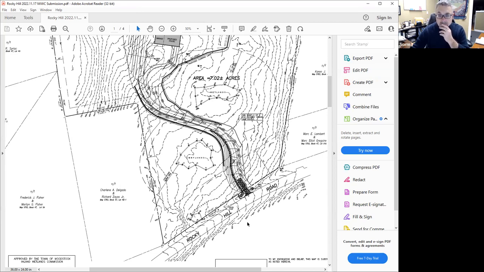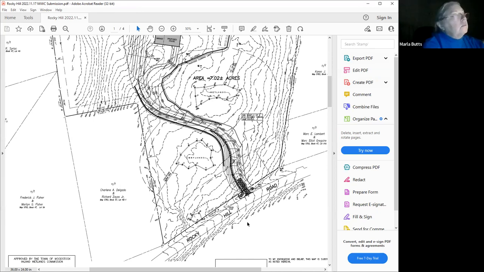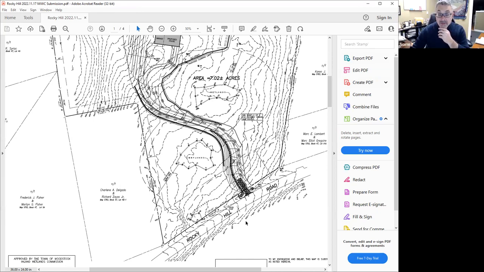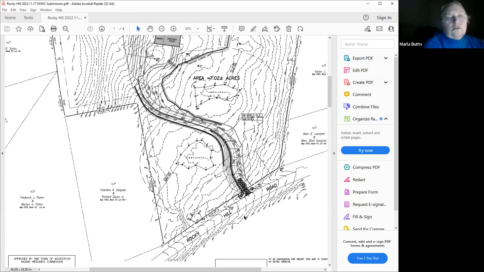So what's the contributing drainage area you figured to that pipe? I have it at about 3/4 of an acre. Oh, that's not much at all. No.